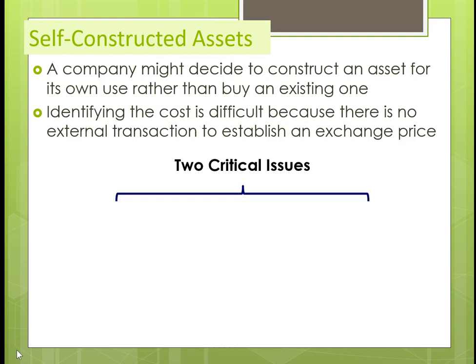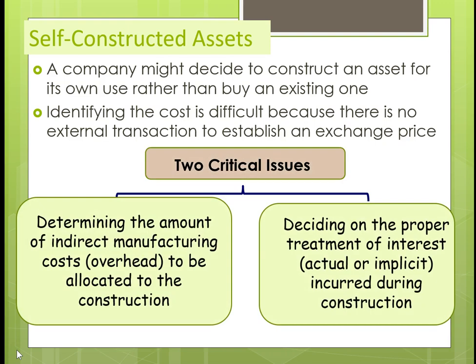So, a company might decide to construct an asset for its own use rather than buy an existing one, and identifying the cost is difficult because there's no external transaction to establish an exchange price. So, determining the amount of indirect manufacturing costs (overhead) to be allocated to the construction price, and deciding on the proper treatment of interest if money has to be borrowed, actual or implied, incurred during construction.